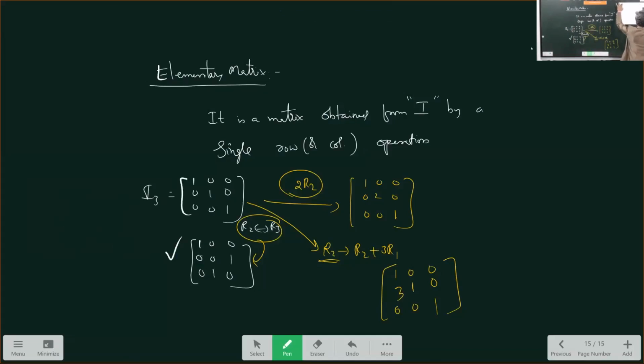Sir, can you explain a problem on Gauss elimination? Okay, Gauss elimination, I'll try. Yes, there are infinitely many elementary matrices, because you may multiply by 2, or you may multiply by minus 1. This is another elementary matrix. There are infinitely many because I can generate infinitely many operations, but if you apply any one of them, I'll get an elementary matrix.